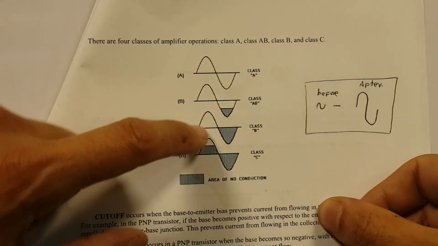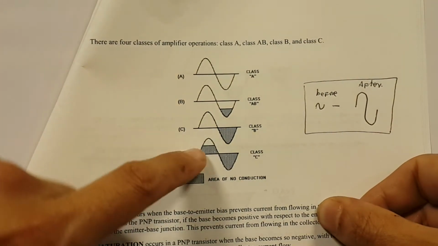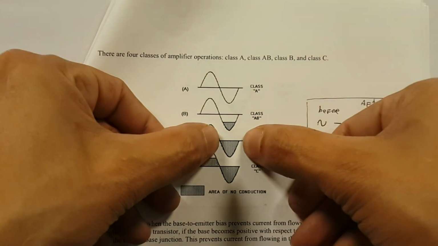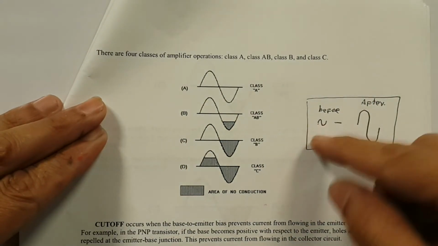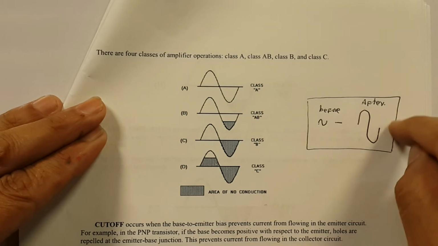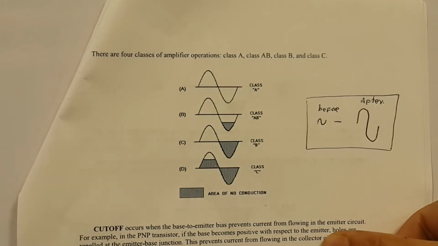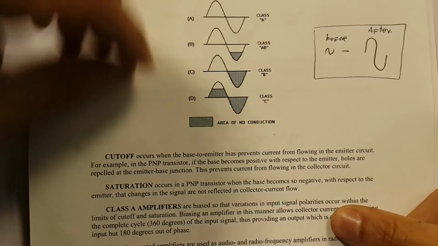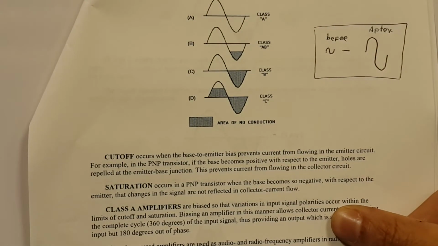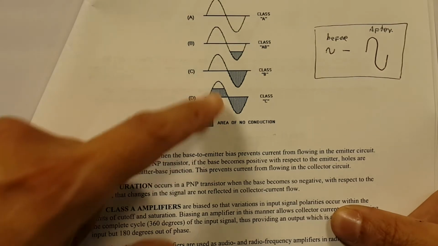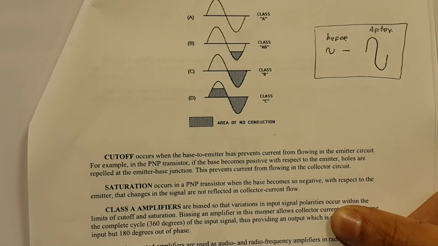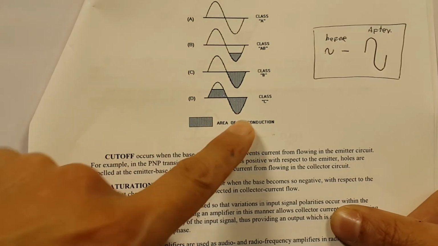The class B conducts exactly 180 degrees. This is the area that conducts. This is the area that does not conduct. So we are really losing pretty much half of a cycle. Here, it will look like a whole bunch of pulsations that will be amplified, and those pulsations, depending on how tall or how short they are, carry information. Class C has horrible fidelity, but it is the most efficient because it only conducts for a very short period of the whole signal and is in cut off most of the time.